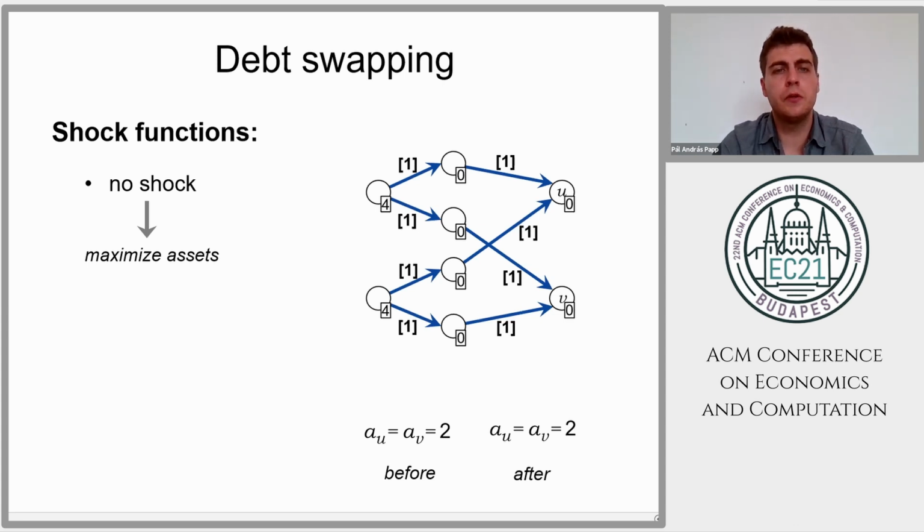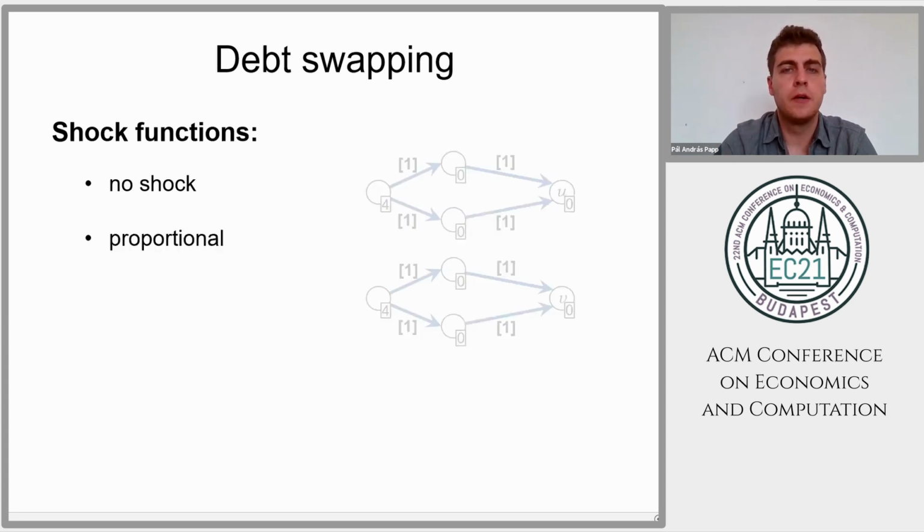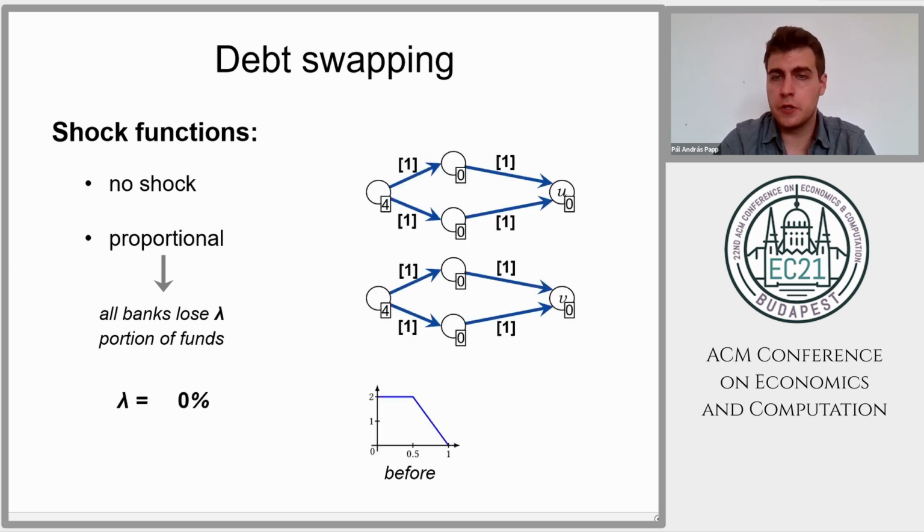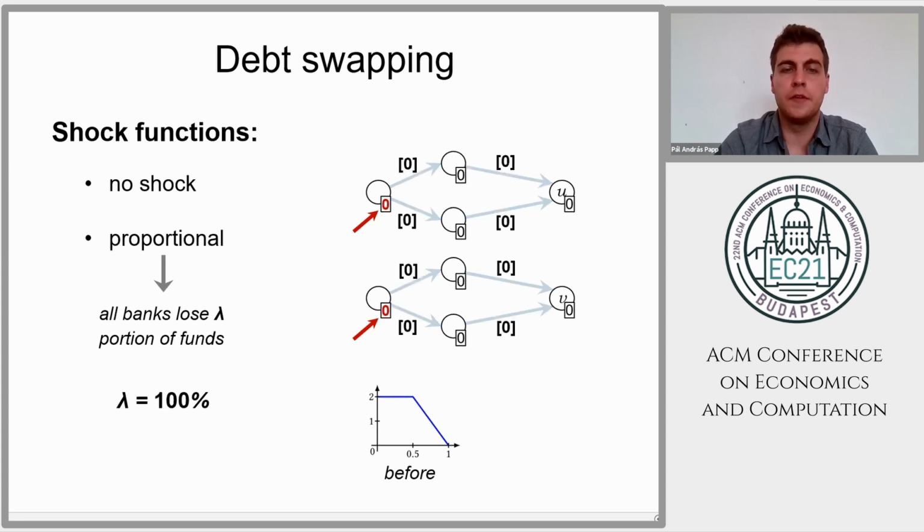And apart from that, we're going to look at resilience to three different simple kinds of shocks that can hit the network. First of them is a proportional shock, when all banks in the network lose the same lambda portion of their funds at the same time. And in this case, for example, in our previous case, if lambda equals 0, so there's no shock, then both U and V start with a payment of 2. When lambda is 1/2, then the source nodes can still barely pay their obligations. So both U and V will still have assets of 2. And from this point, they start losing money until lambda becomes 1, when they have no payment at all.